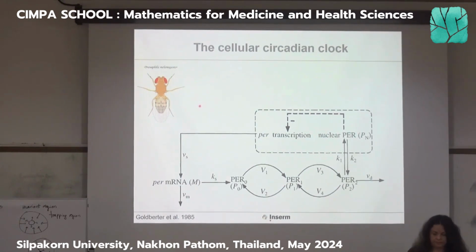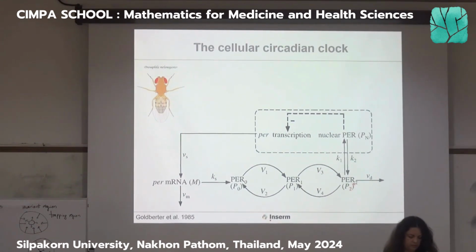PER is for period. And basically here you have the nucleus of the cell, and then it's transcribed here to get mRNA. Remember that we have seen that a few days ago. So you have the amount of mRNA here that we will call M. So this is the transcription. Then mRNA will be translated into proteins. So this is P0. And then you have two steps of what we call phosphorylation. So you can just see this as a transformation of P0 into P1, and then P1 into P2.